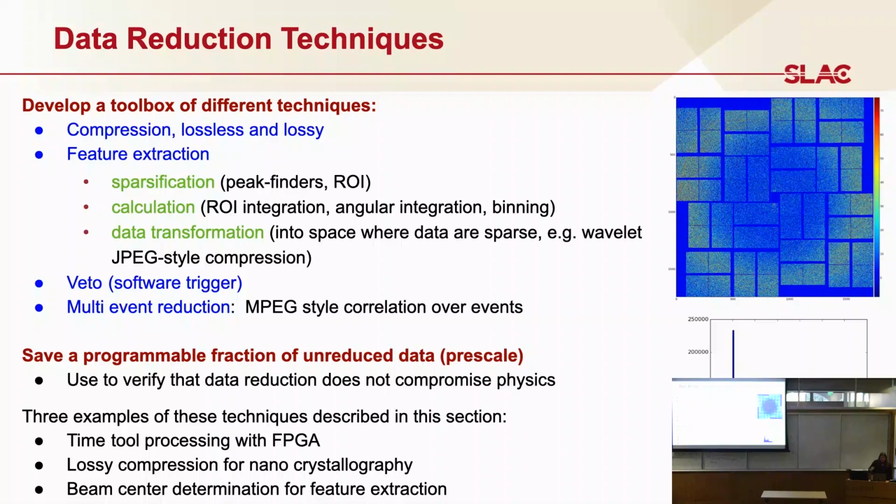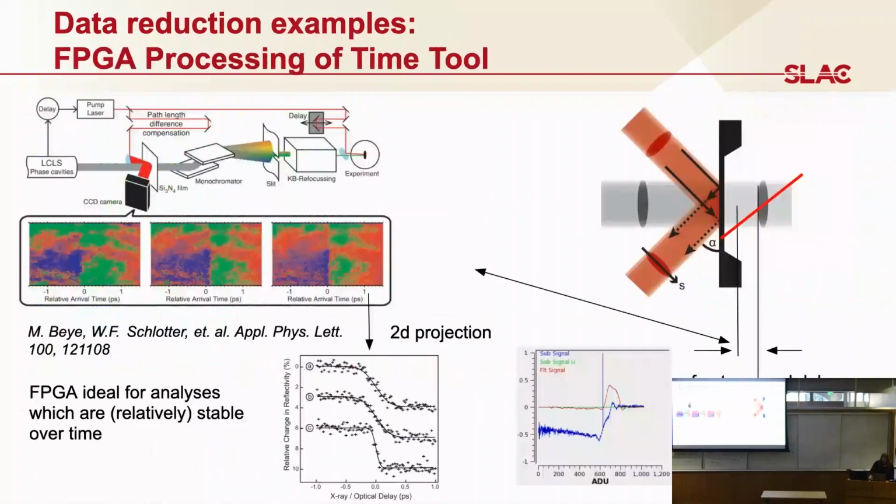So I'll go into 3 specific examples of what we can do to reduce the data. The time tool, which is an FPGA processing, the lossy compression, which gives an interesting result, and beam center determination. So the time tool, this is the one where I'm going to use the word laser a lot, so I will try to be precise. So the time tool is a diagnostic device.